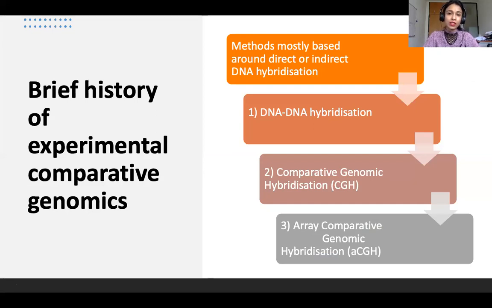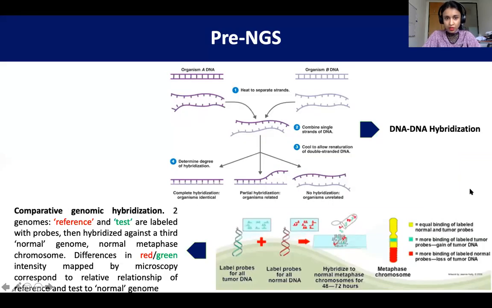So they are direct and indirect DNA hybridization techniques. So there were three: DNA hybridization, comparative genomic hybridization, and array comparative genomic hybridization. So this is the first, just DNA hybridization. So all you need is your DNA, right? Your healthy DNA or normal DNA, and you have your tumor DNA. So you need genomes to be compared, all right?